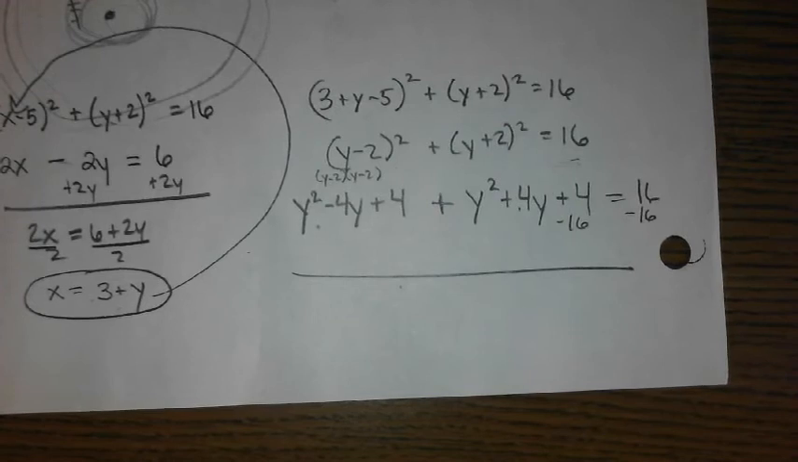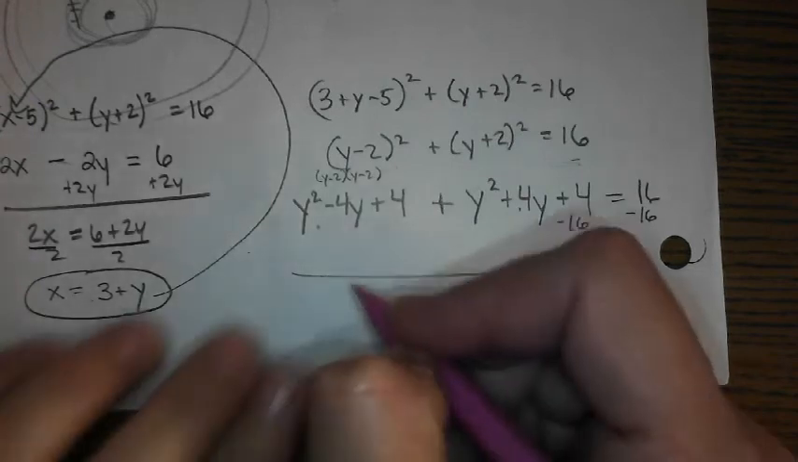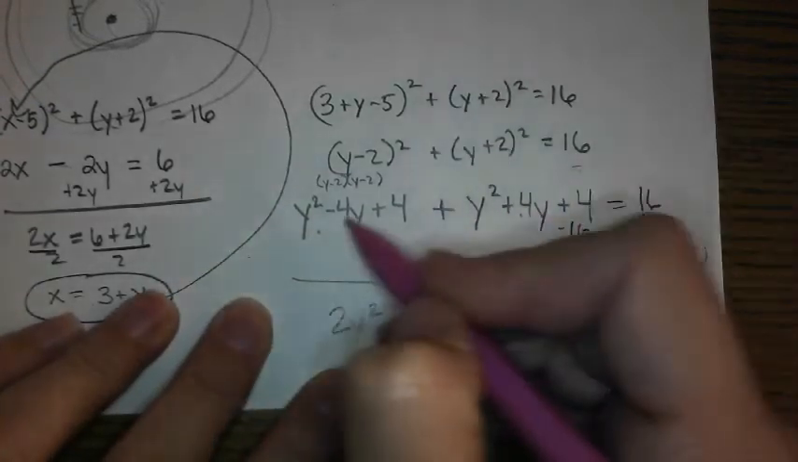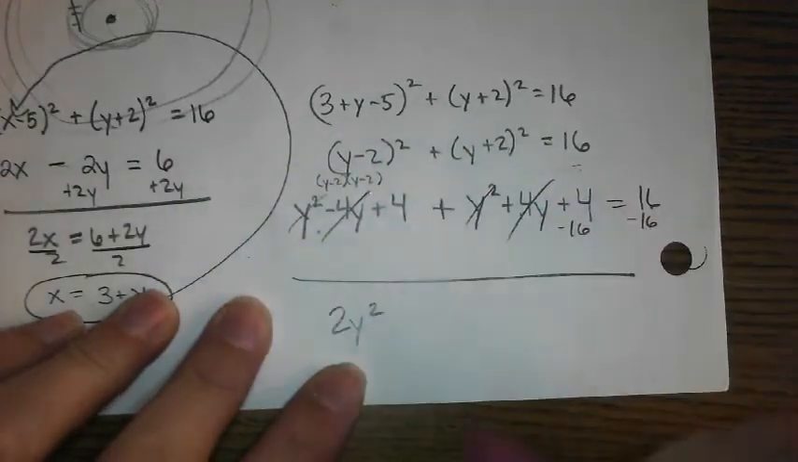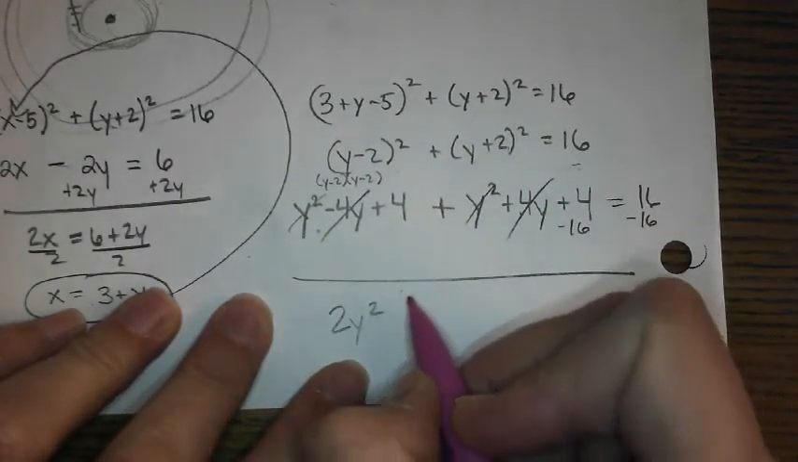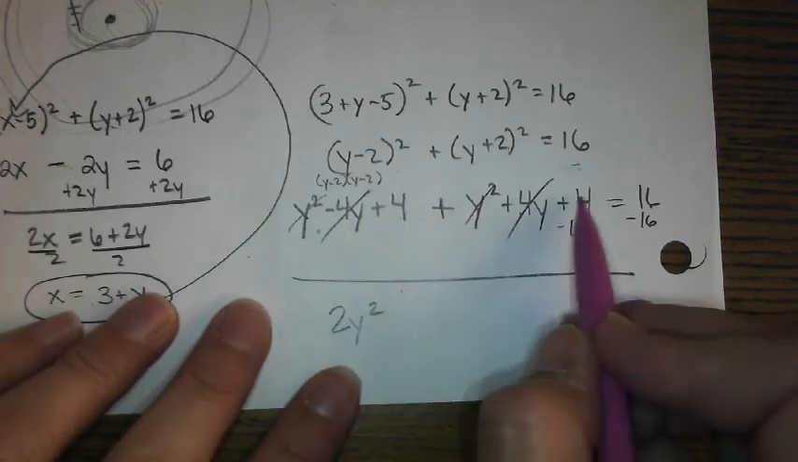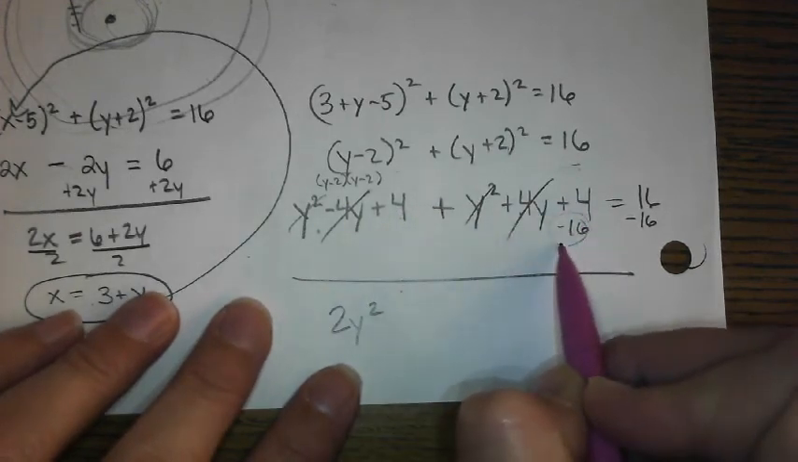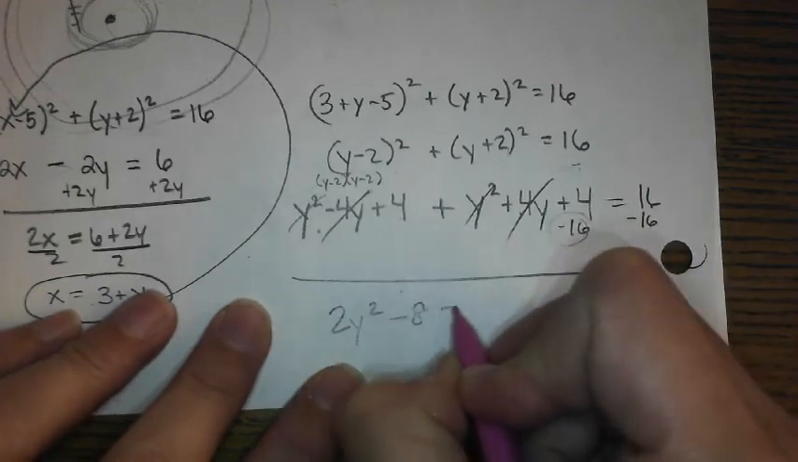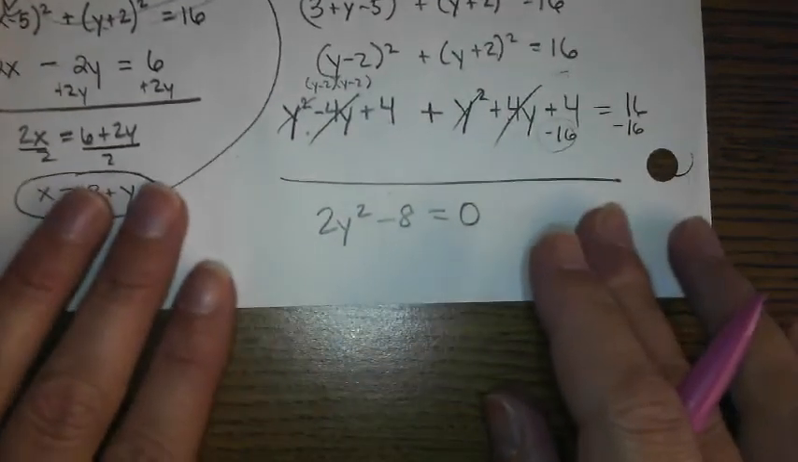So how many y squared do I have? So 2y squared, how many y's? None, that's nice. So 2y squared, the negative 4y, positive 4y cancel, plus, minus, what's my constant? 8 minus the 16 that I brought over. Negative 8 equals 0.